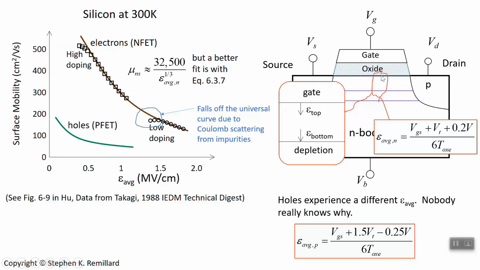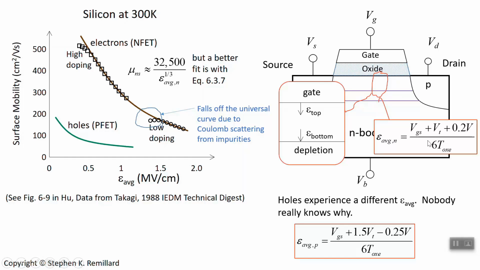And the electric field is higher there. So E top is higher than E bottom. And when I say average down here, I just mean the average of those two quantities. And they're actually worked out in chapter 6. And I would direct you to that. And they're slightly different. They're different expressions, whether you're talking about electrons in an N-FET or holes in a P-FET.